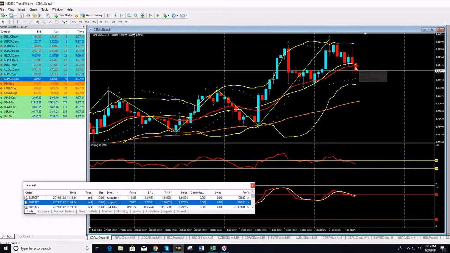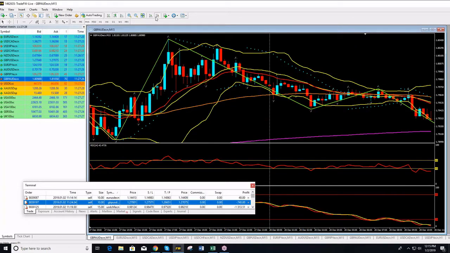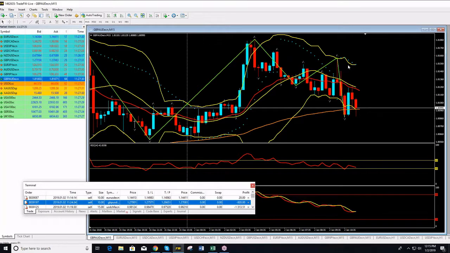Pound Aussie on the 1-hour chart looks very promising. Okay, guys, on the 1-hour chart, let me see if I have bearish parabolics on the 15-minute chart. They are looking good, guys, so I will short pound Aussie. I will just go short pound Aussie.